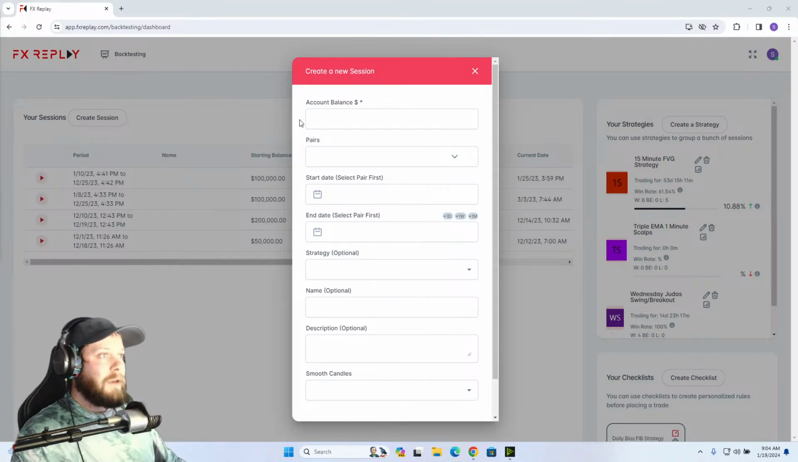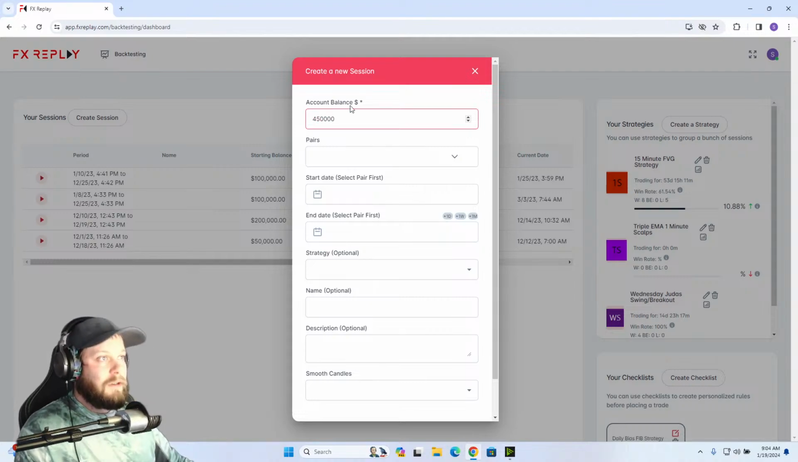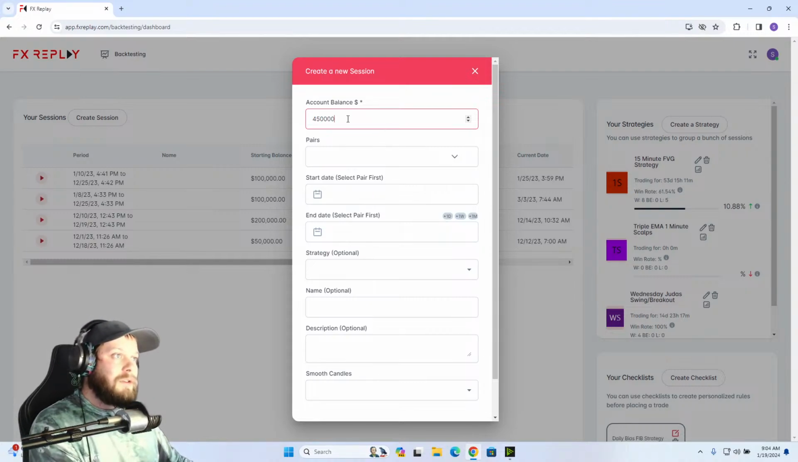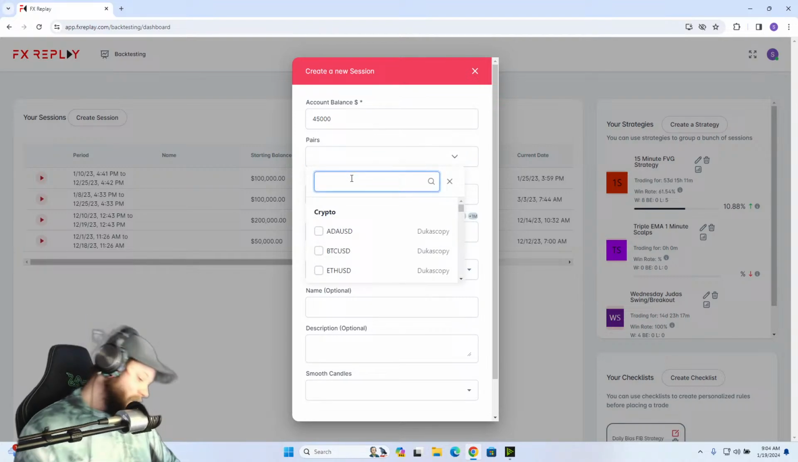Say cancel. All right, do 45,000. Because technically, if I'm trading the 150K, I have $4,500 in drawdown, which I'm going to treat as if it's a $45,000 account. So 1% would be 450. I hit my max for today.